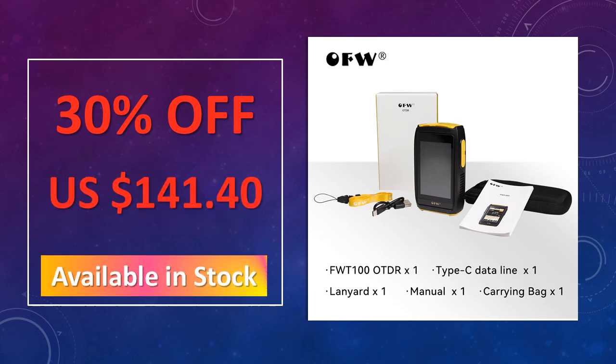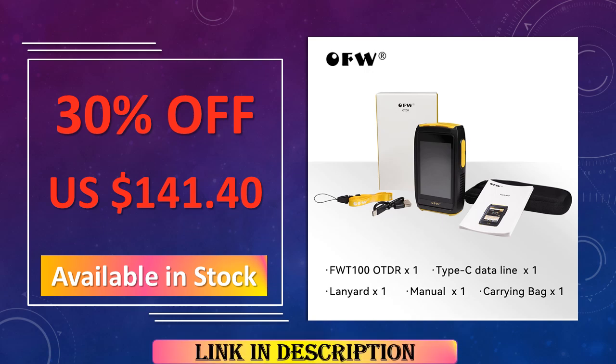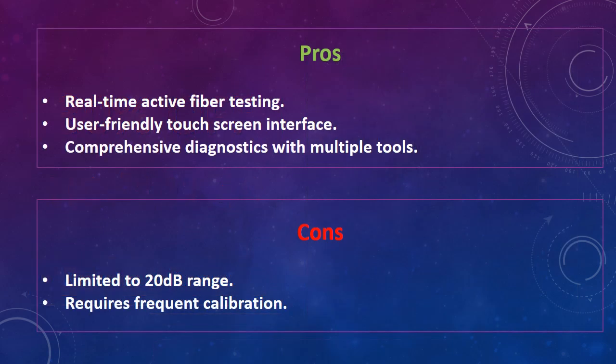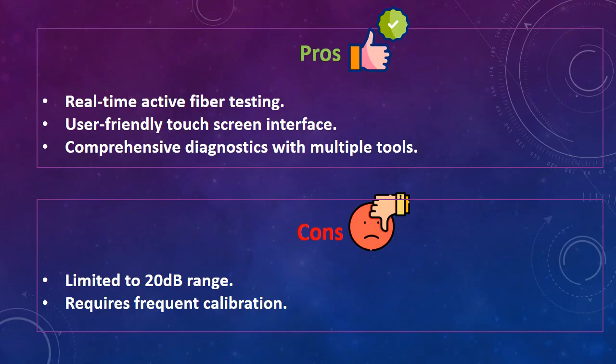The advantages of this Mini OTDR are real-time active fiber testing, user-friendly touchscreen interface, comprehensive diagnostics with multiple tools. The disadvantages of this Mini OTDR are limited to 20 dB range, requires frequent calibration.